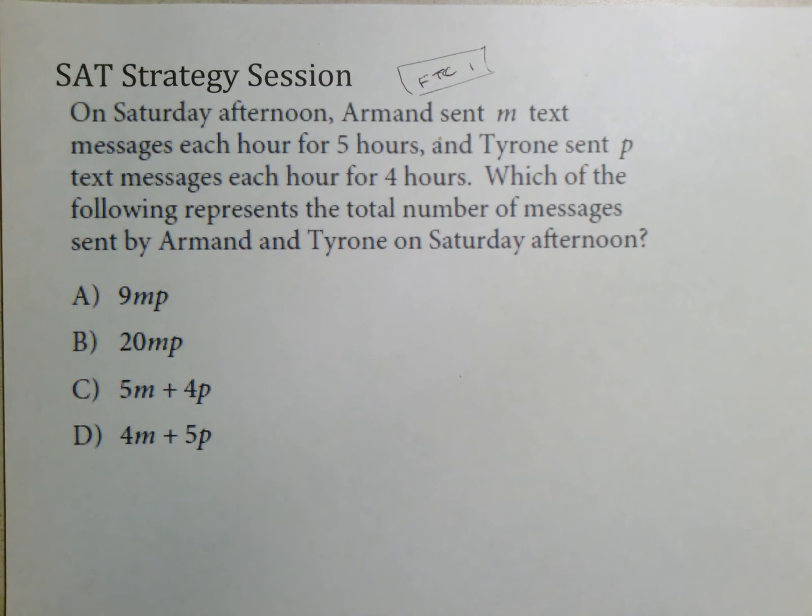So it says on Saturday afternoon, Armand sent M text messages each hour for 5 hours, and Tyrone sent P text messages each hour for 4 hours. It asks which of the following represents the total number of messages sent by Armand and Tyrone on Saturday afternoon.